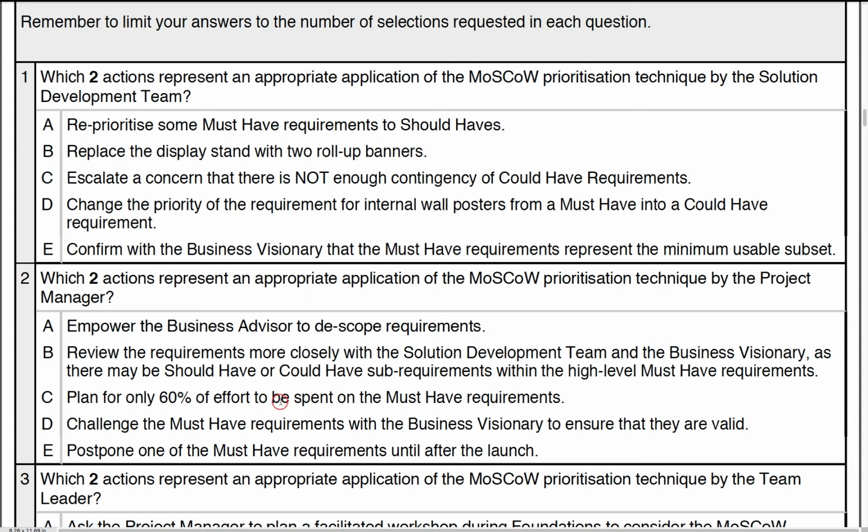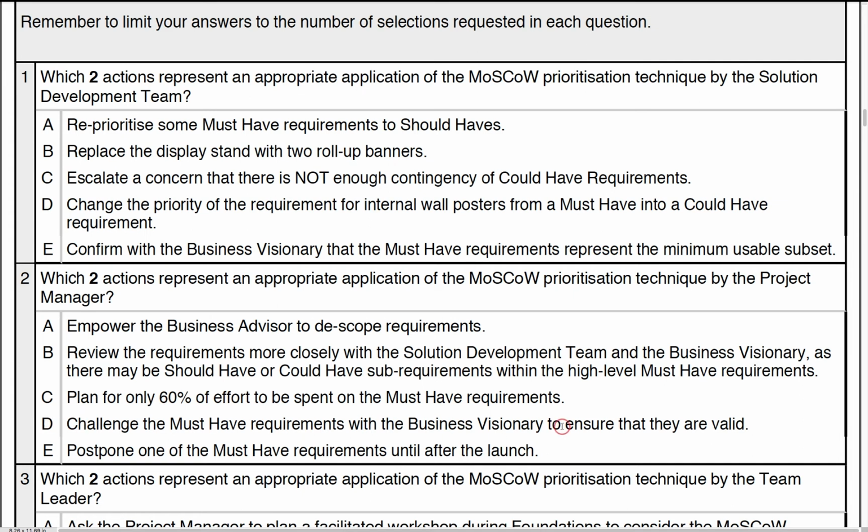Plan for only 60% of the effort to be spent on must-haves. Well, of course, remember, 60% is a guidance. We do not prioritize to get 60%. We note what we have prioritized and see how that relates to the 60%, mainly because we want to make sure we have a reasonable amount of time being spent on doing the must-haves. But we do not make them must-haves just because we need 60%. So that's out. Challenge the must-have requirements with the visionary.